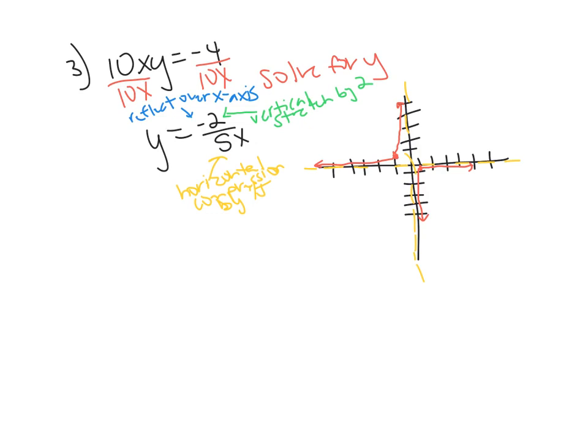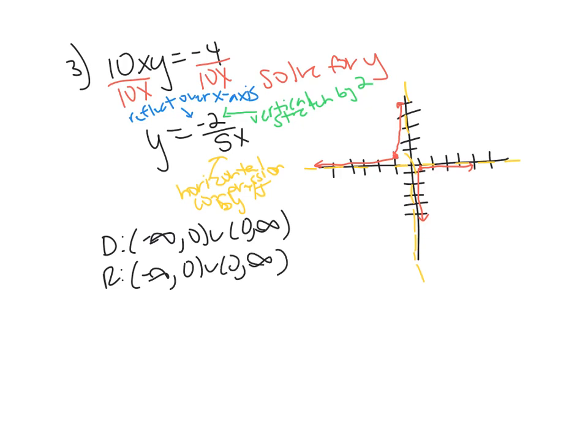So again, I still have my two symmetric parts. Again, we are reflecting over the x, which is why it's starting over there on the left-hand side. But notice our asymptotes do not change. So key attributes, start with domain. Again, domain is everything except your vertical asymptote. So negative infinity to 0, union with 0 to infinity. Your range is everything except your horizontal asymptote. So negative infinity to 0, union with 0 to infinity.